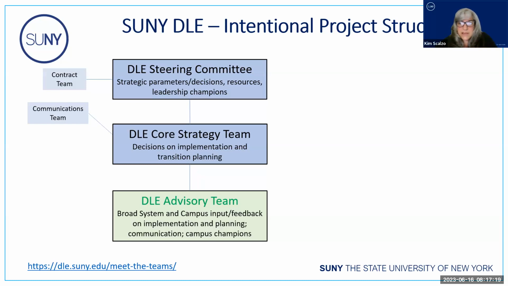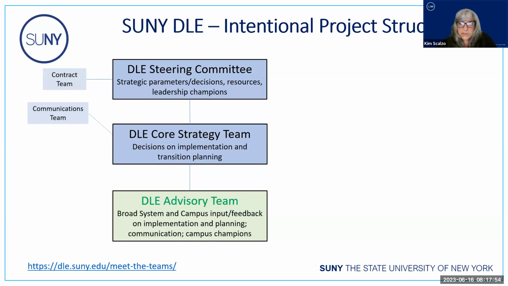The steering committee sets the strategic parameters and resolves issues at the strategy level. They also ensure that we have the resources needed to be successful and serve as our leadership champions with the campuses. The core strategy team is leading the implementation at the system level, and that is where implementation decisions on the system-wide design get made. They also have been the lead on the high-level support for campus transition planning. This group met with D2L once we started engaging with them to help ensure alignment of our plans with the D2L side of the implementation.